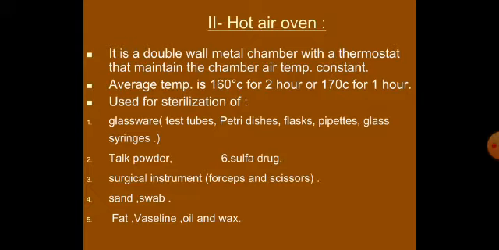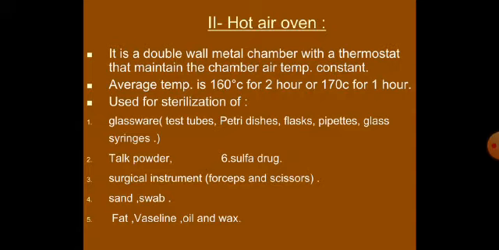The temperature in the hot air oven is 160 degrees for 2 hours or 170 degrees for 1 hour. This temperature and time is very, very important to achieve complete sterilization. The hot air oven is used for sterilization of the following. It is very important to know each apparatus or technique and its usage. As we said before, the choice of an appropriate sterilization process is very, very important.